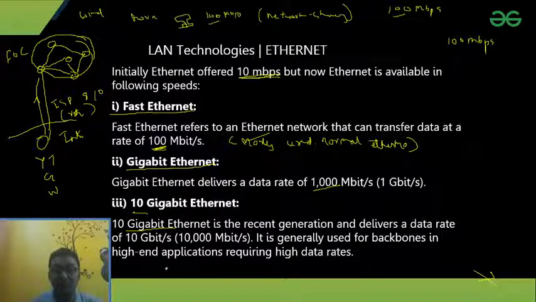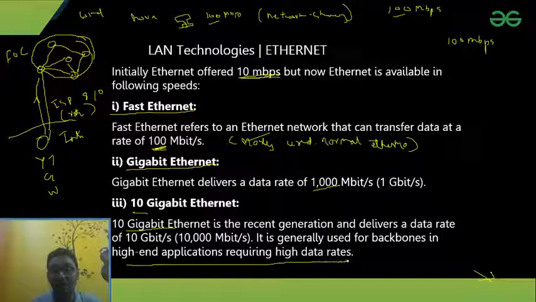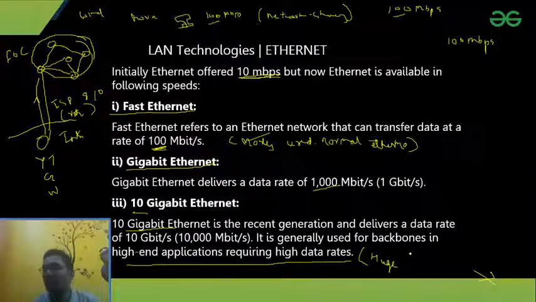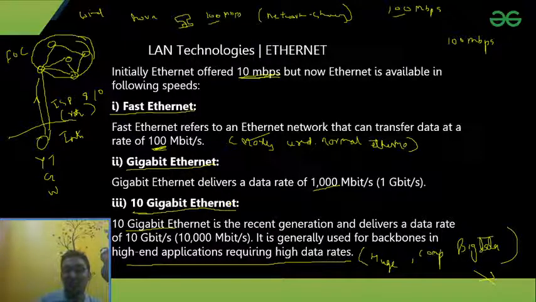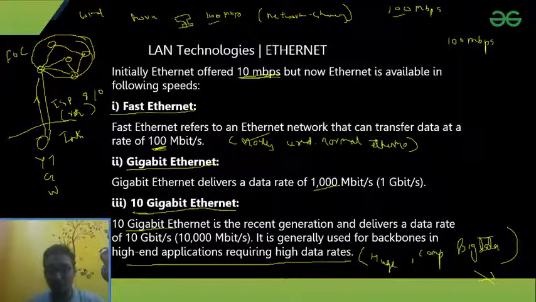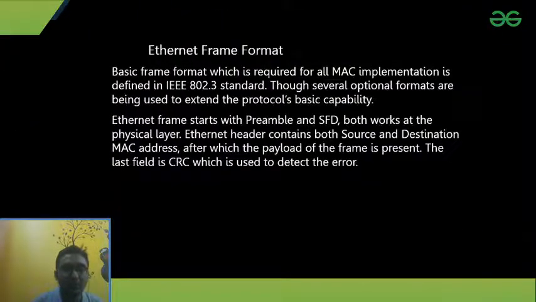It is generally used for backbones and high-end applications requiring very high data rates, where the systems require huge data transfer. What I can explain here is that, suppose an IT company that majorly works on big data, there they will have to maintain this 10 GB Ethernet, because they need to transmit huge volumes of data within their organization. Fine. So that was about the speeds of Ethernet.